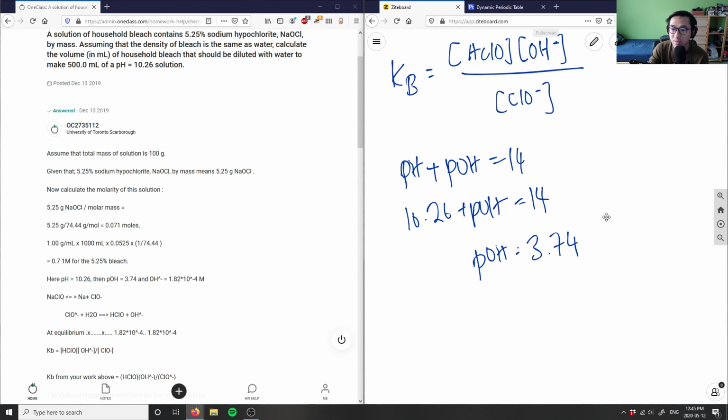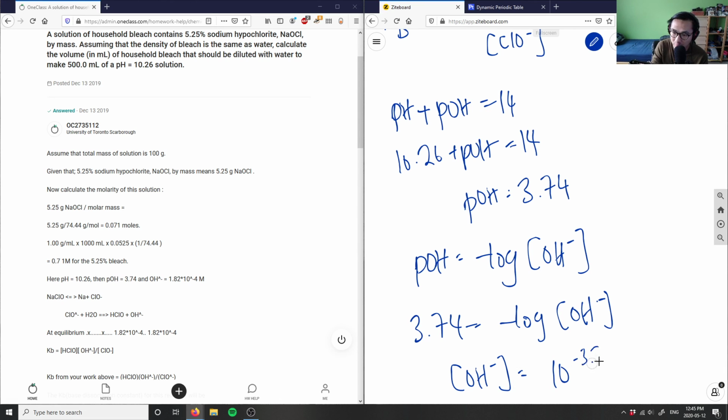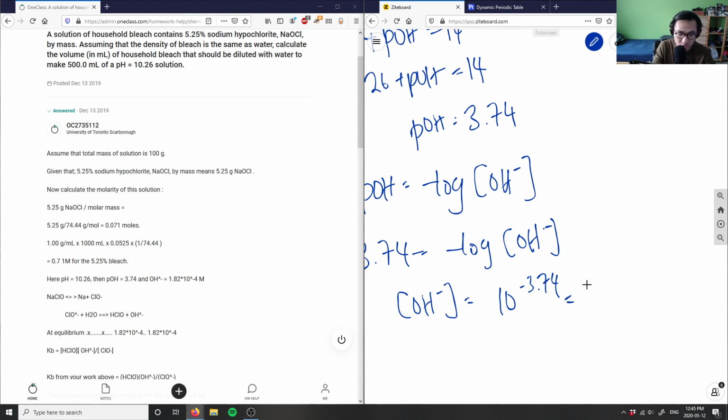And what we have to do is, I also know that our pOH equals negative log of our hydroxide ion, right? And basically, if we have our hydroxide ion, we can solve for our Kb. So I can write pOH is 3.74 equals negative log of our hydroxide ion, which means our hydroxide ion is simply 10 to the negative 3.74, which would equal 1.82 times 10 to the negative 4. That's exactly what they got as well, which is great.